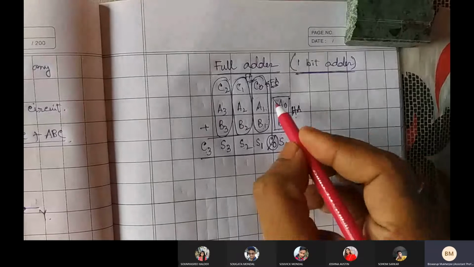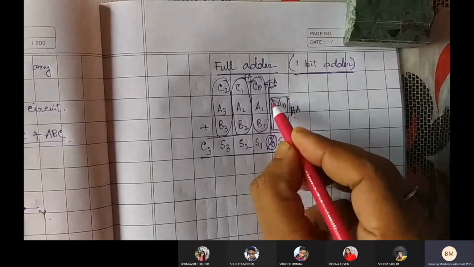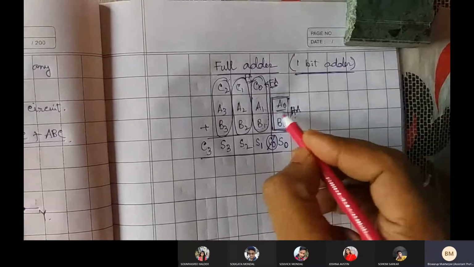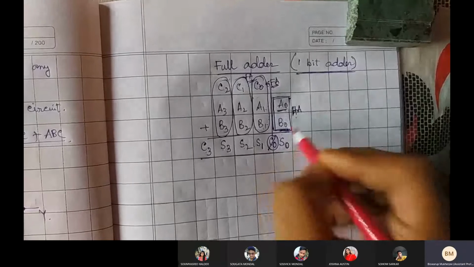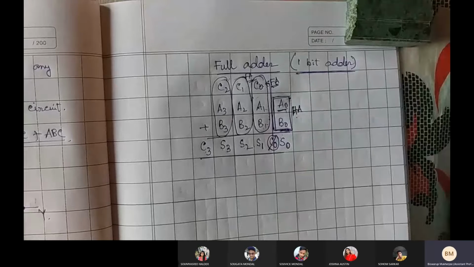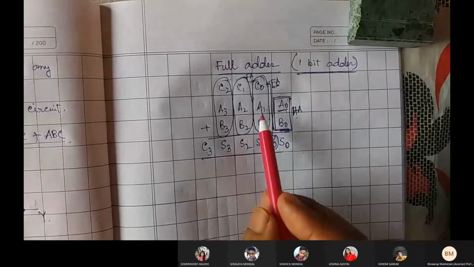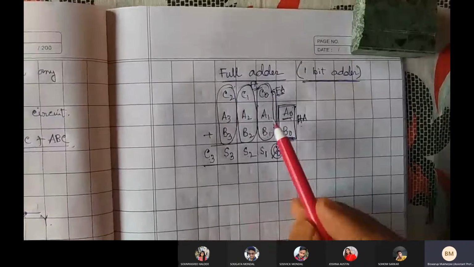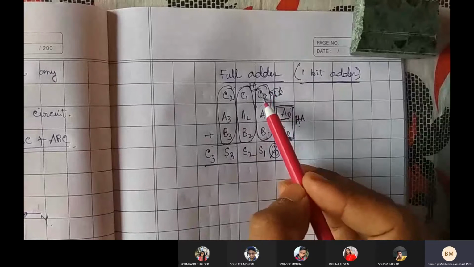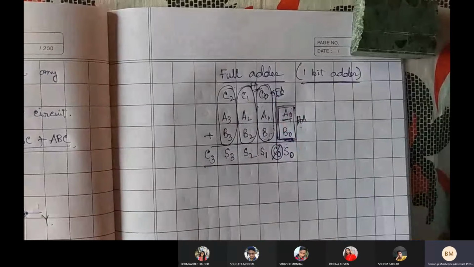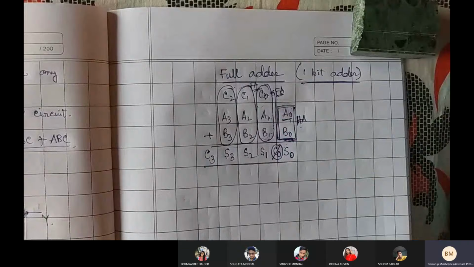Both are actually 1-bit adder. This is 1-bit adder, but adding A0 along with B0, the augend and the addend. These two terms it is adding only. But here, in case of full adder, it can add augend, addend, as well as the carry input from the previous stage, right? Or the previous carry. Right? So it can add all three. So that is why it's called a full adder.